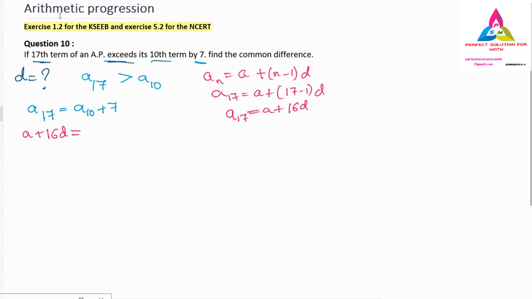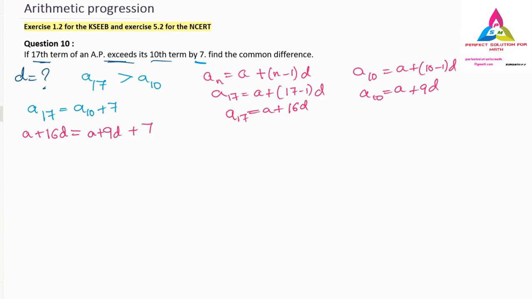We have to continue now. What is the value of A10? A10 is nothing but what? Again we can write down: A10 is A plus how much D? 1 less than 10, that is 9D. Those who don't know, again you can solve: A10 is equal to A plus (N minus 1) into D, 10 minus 1 into D, that is A plus 9D. Like this is the A10 value. These two things we can write directly, plus again what they have given, that is 7. So A17 I have written as A plus 16D, A10 I have written as A plus 9D, and 7 I have written as it is.